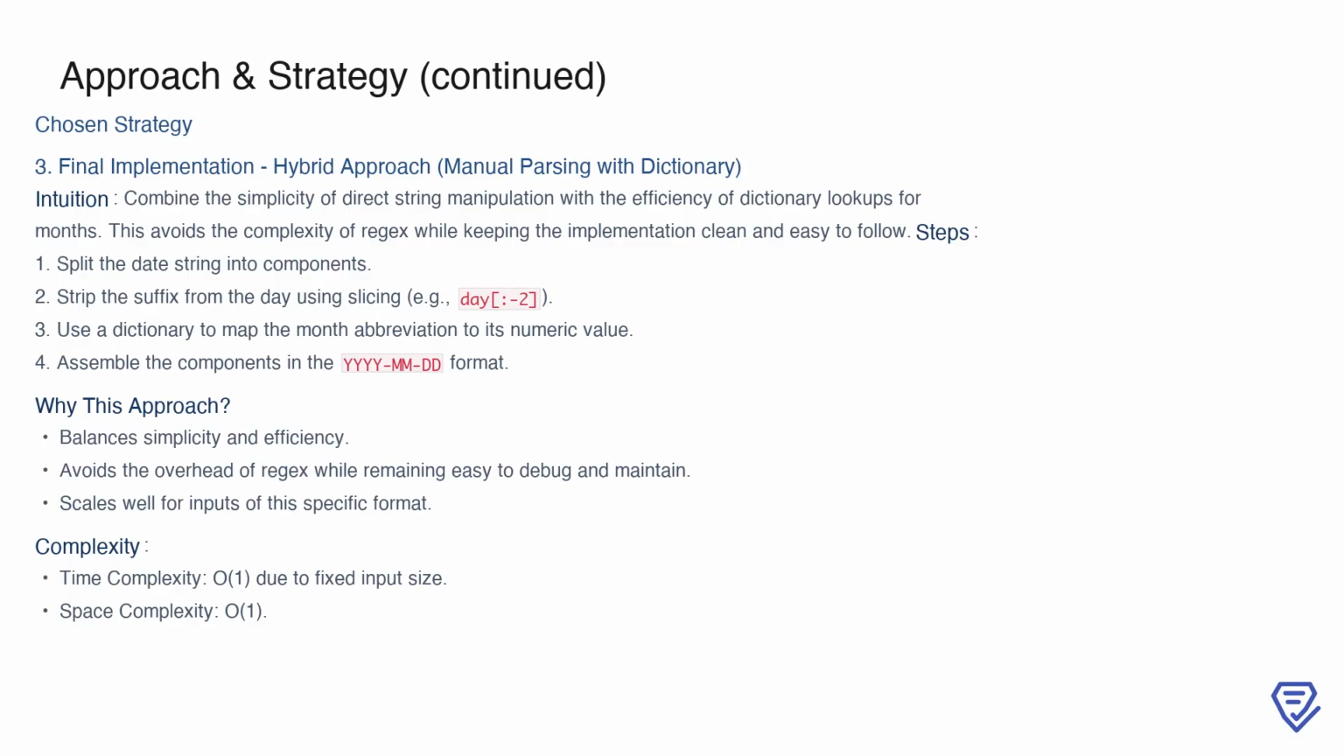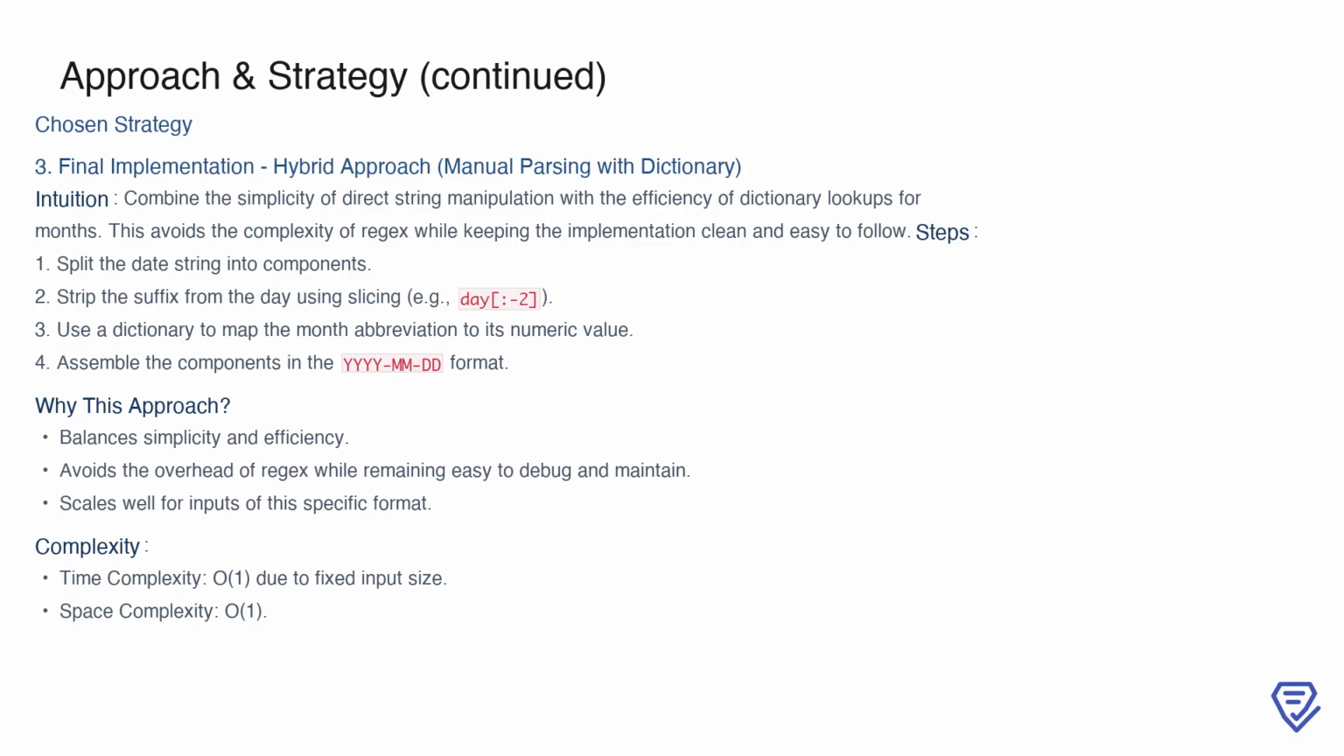This approach avoids the complexity of regex while keeping the implementation clear and straightforward. The process involves splitting the date string into its components, removing the suffix from the day using slicing, and mapping the month abbreviation to its numeric equivalent with a dictionary. Finally, the components are formatted into the desired YYYYMMDD structure.